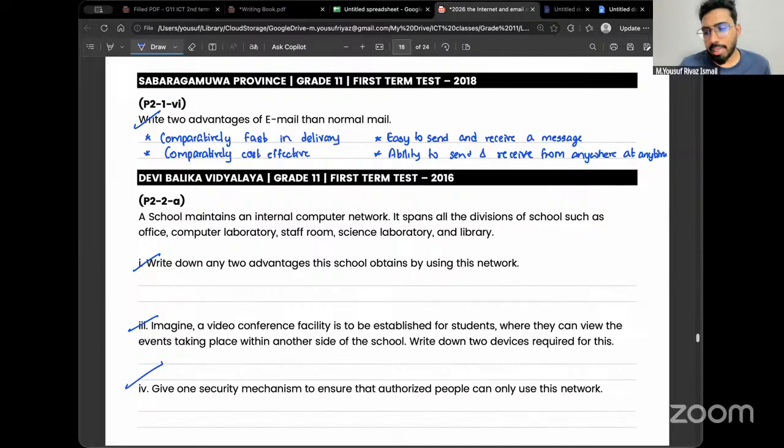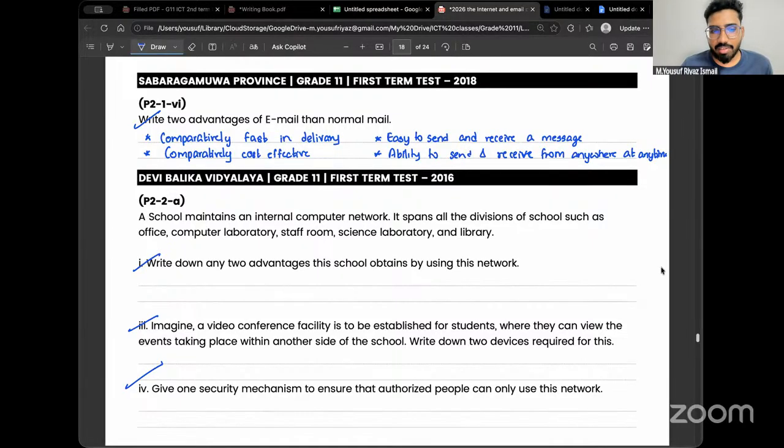Can send to many people at once. Can send to many people at once easily, that part. Can you teach us a criminal way? No. What about can send a single copy to multiple people at once? Correct.